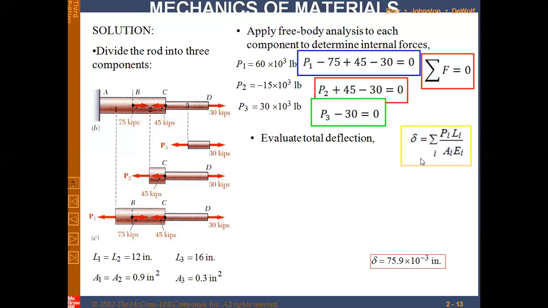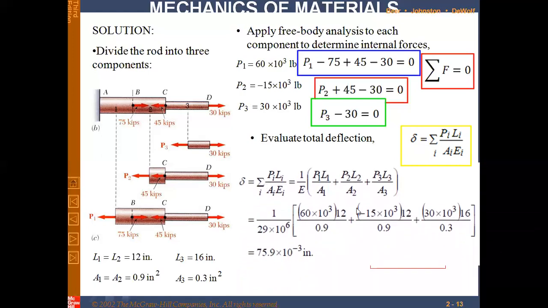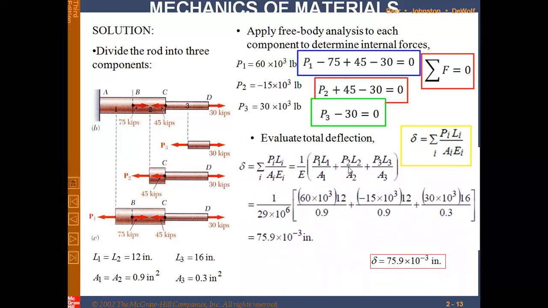So the model that we have developed is delta equal to sigma P_i L_i over E_i A_i. First we have to expand this equation for our problem. Here we have three loads, so we expand this equation in three terms. So we would have P1 L1 over E1 A1 plus P2 L2 over E2 A2 plus P3 L3 over E3 A3.